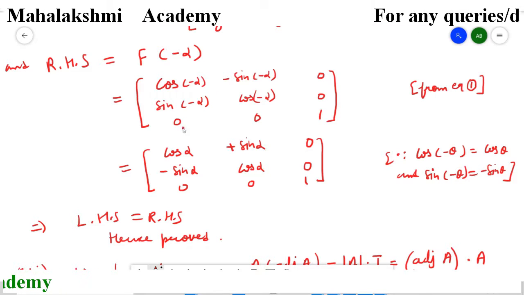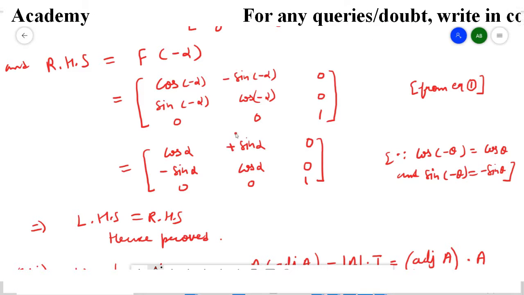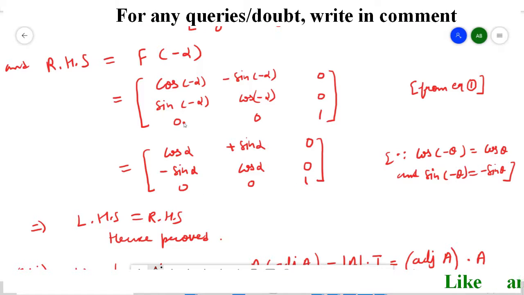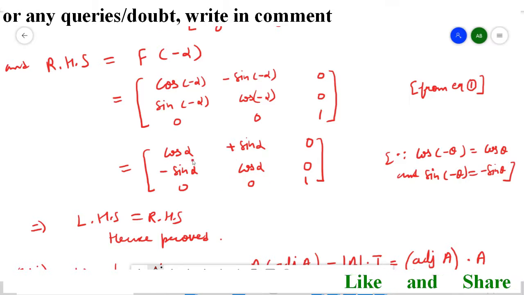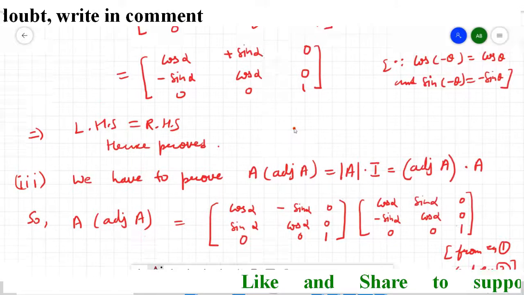By using this concept we will get here positive cos alpha, and minus minus will become plus sin alpha, then this column as it is, this row as it is, and here also a minus sign will come in front. Like this we got it, and we find that left hand side and right hand side are the same, so that is proved.